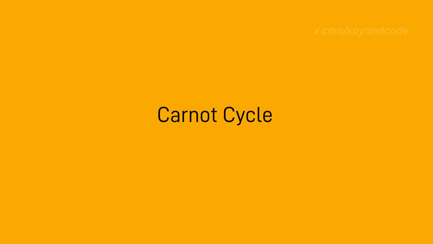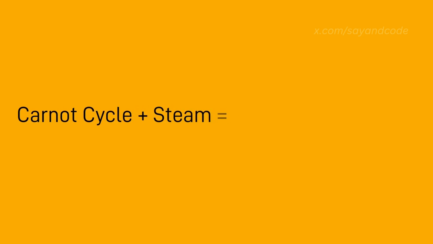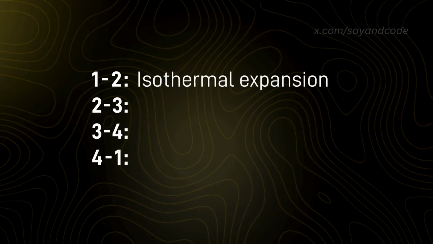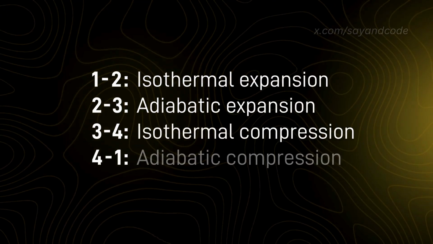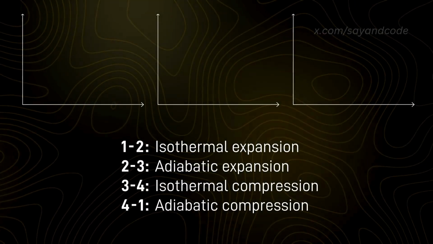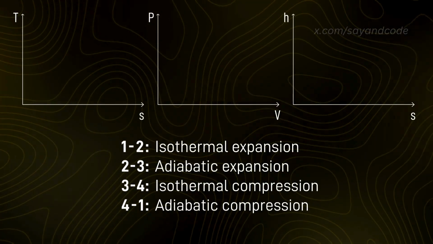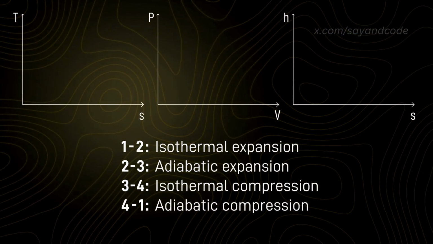When a Carnot heat engine is operated with water vapor or steam as the working fluid, it is called a Carnot vapor cycle. We know that a Carnot cycle has 4 processes: isothermal expansion, adiabatic expansion, isothermal compression, and adiabatic compression. We can draw this cycle on different graphs such as PV, TS, and HS diagrams. By doing so, we can understand all of the property changes that are happening in this process.